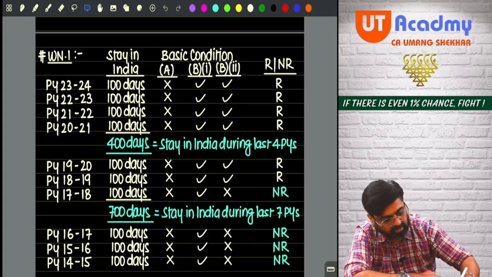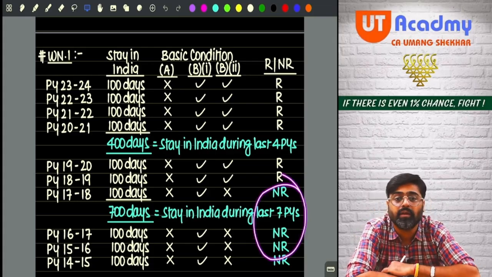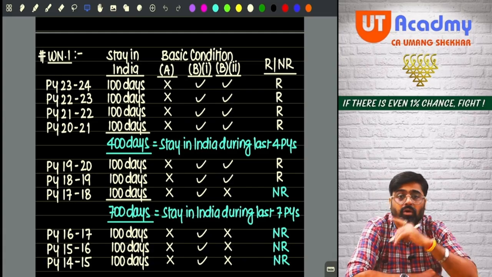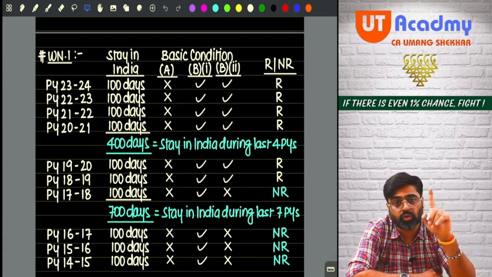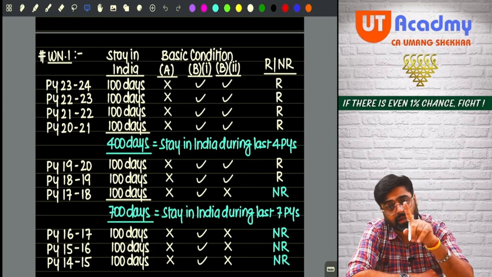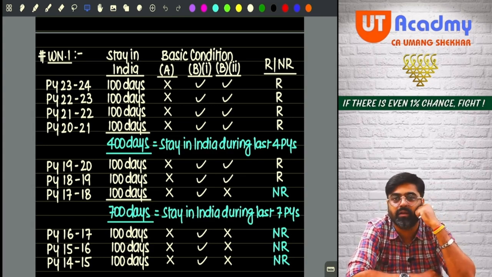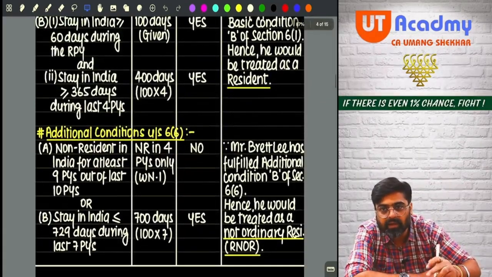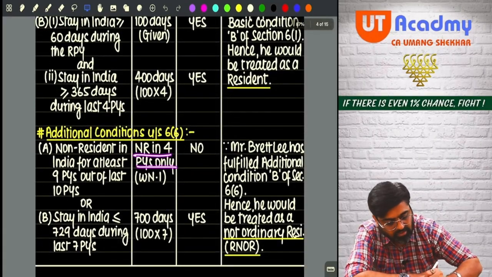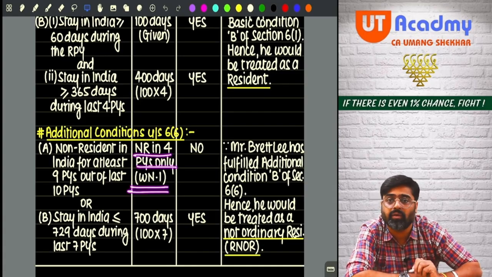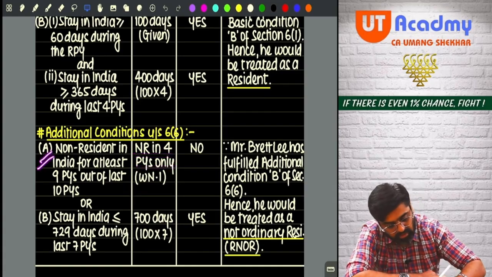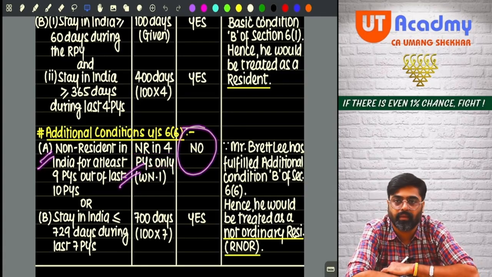How many years is he a non-resident, sir? He is a non-resident in 4 years. So out of 10, he should be a non-resident in at least 9 years. But in our case, he is a non-resident only in 4 years. So what I will write here is that he is a non-resident in 4 previous years only. From where did we get it? Working note 1. So is this condition fulfilled? The answer is no.